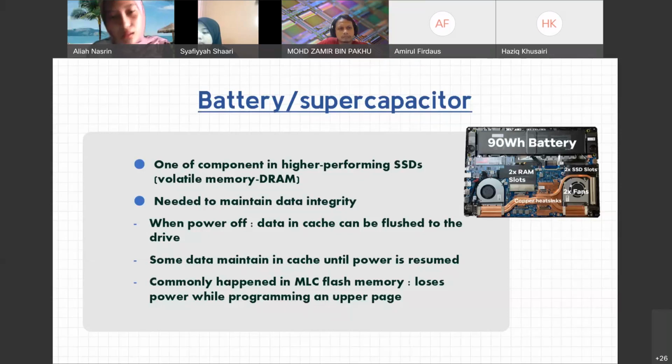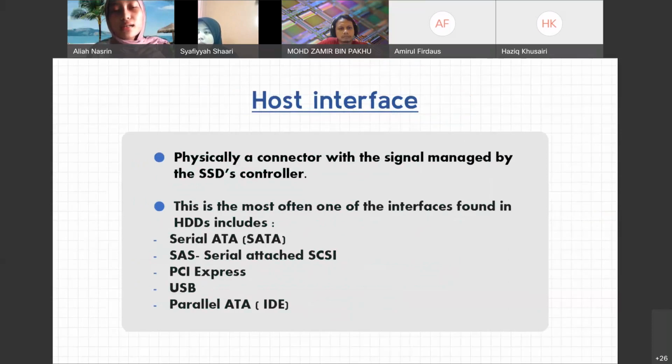Next, for the last component, the host interface. The host interface is physically a connector with the signaling managed by the SSD controller. And this is most often one of the interfaces found in HDDs. They include SATA, SAS (Serial Attached SCSI), PCI Express, USB, and Parallel ATA. Next.